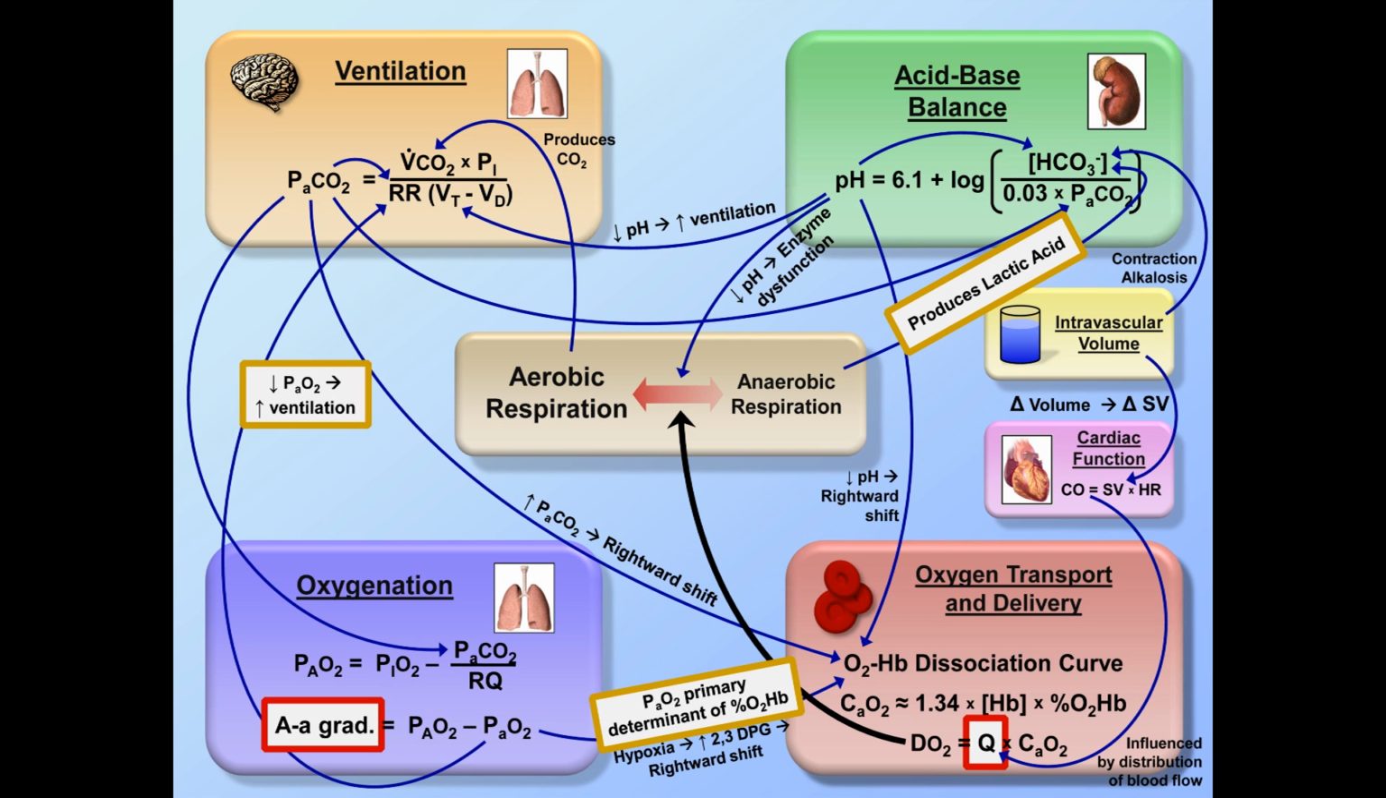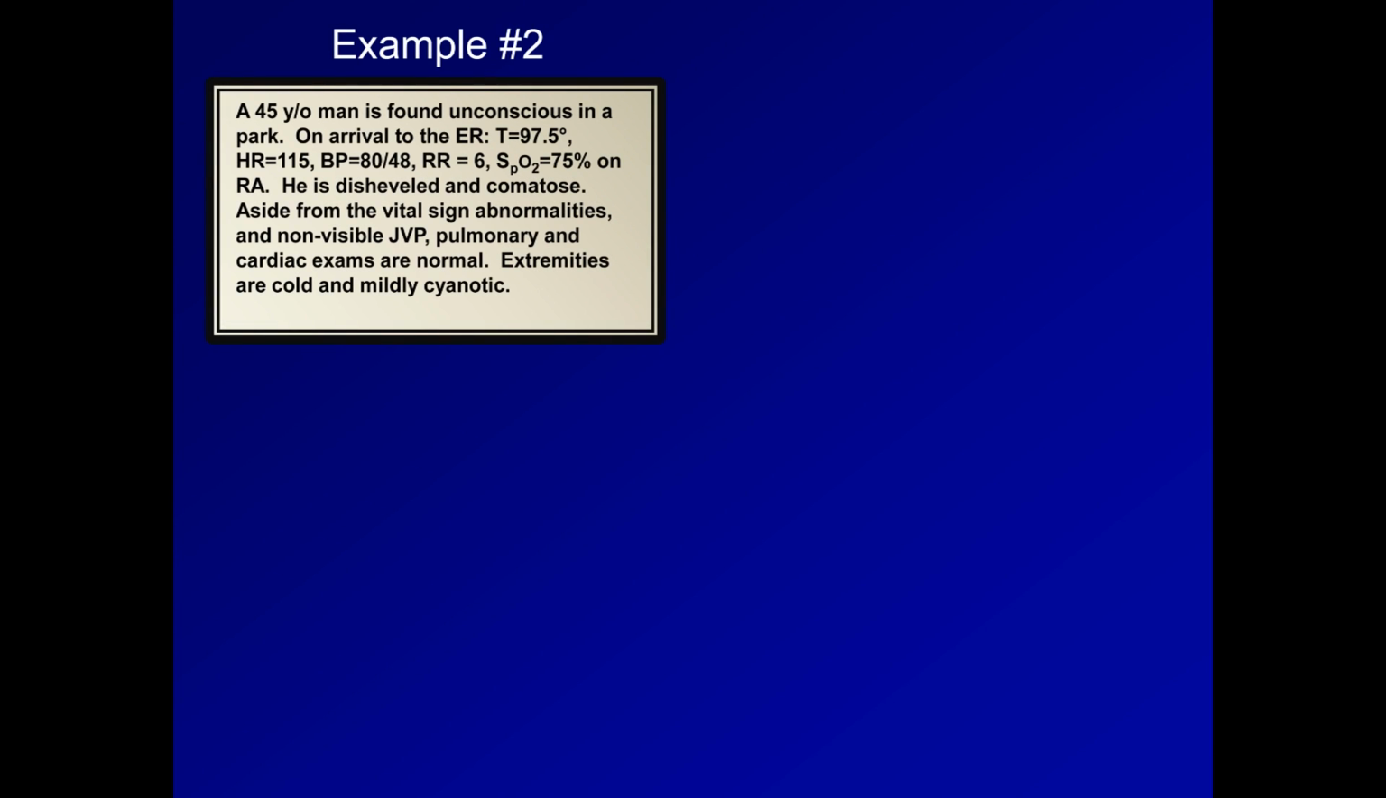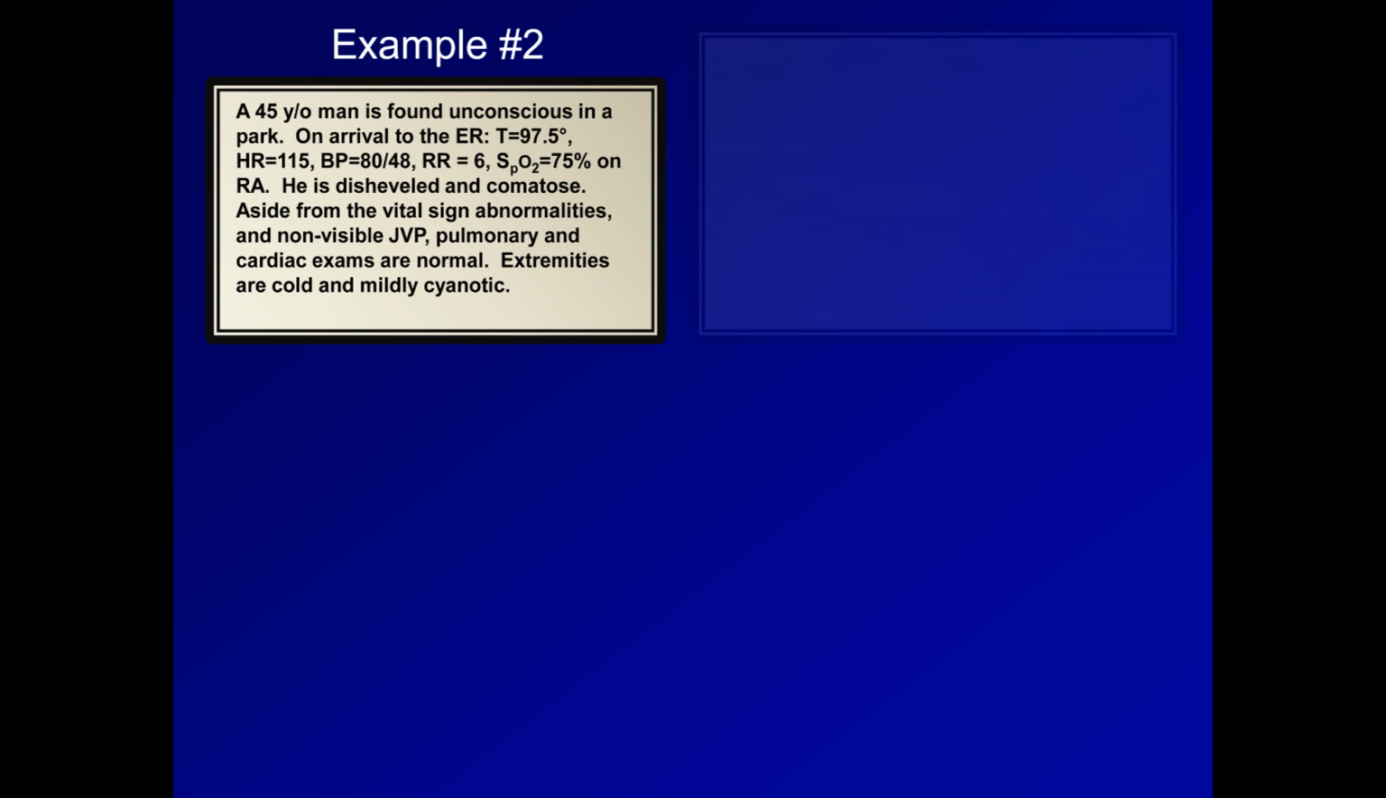We'll go through the other two cases a little more quickly. Example 2. A 45-year-old man is found unconscious in a park. On arrival to the ER, his temperature is 97.5, heart rate 115, blood pressure 80/48, respiratory rate 6, and O2 sat 75% on room air. He is disheveled and comatose. Aside from his vital sign abnormalities and non-visible JVP, pulmonary and cardiac exams are normal. Extremities are cold and mildly cyanotic. Here is the ABG.